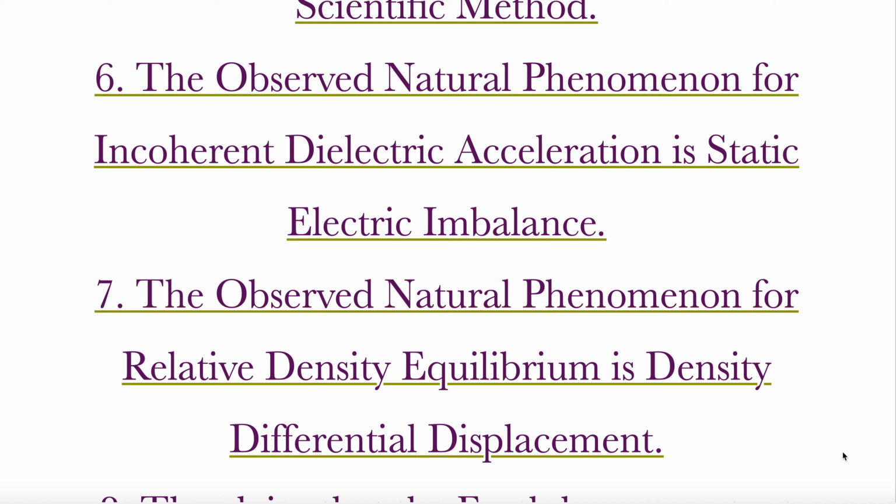So the natural phenomena for incoherent dielectric acceleration is static electricity, which doesn't show a displacement. It shows an imbalance of negative and positive charge. Whereas relative density equilibrium, the naturally observed phenomenon, is things being displaced up and down, going down, going up, two vectors. That is the observed effect. So their naturally observed effect has no relevance to things going up and down that they seem to be able to prove.